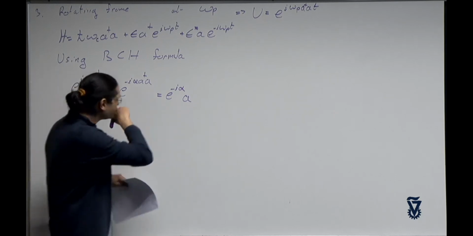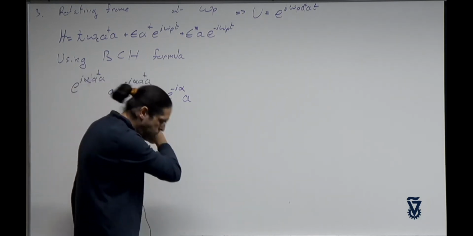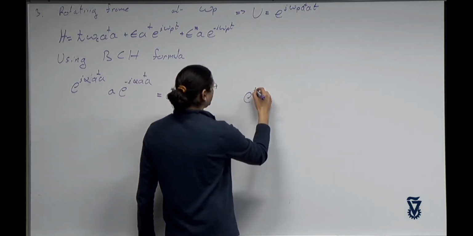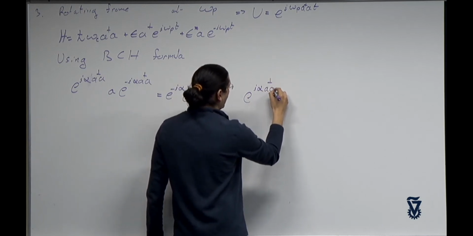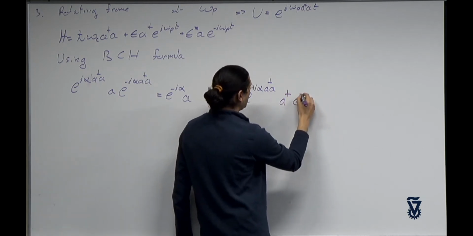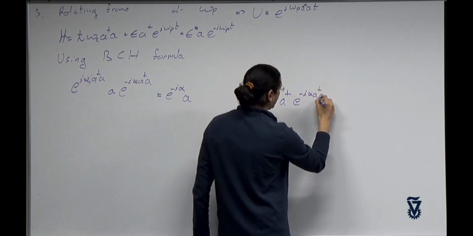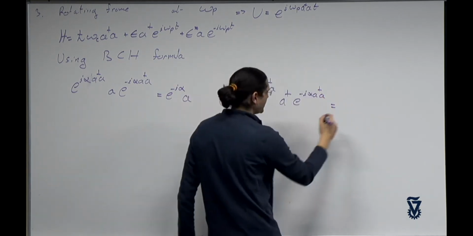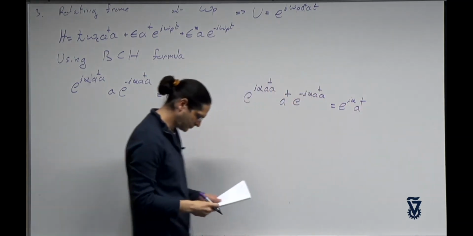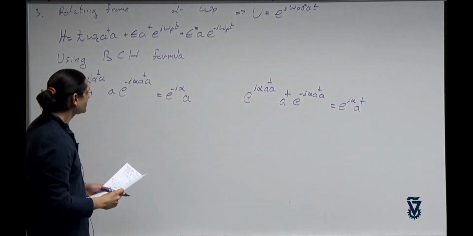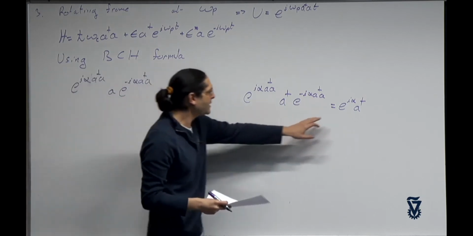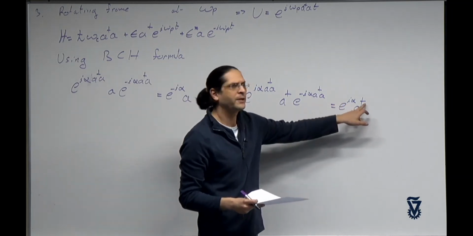If you do the same thing with e to the i alpha a dagger a on a dagger e to the minus i alpha a dagger a, you basically get the same thing, only without the minus. So a, because it doesn't have a dagger, gets a minus, whereas a dagger gets a plus, because dagger looks like a plus.